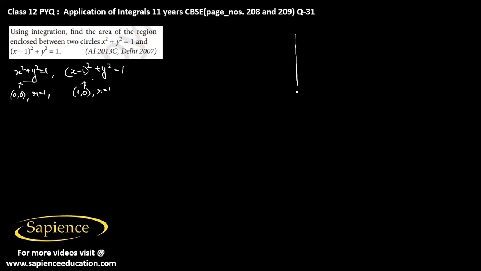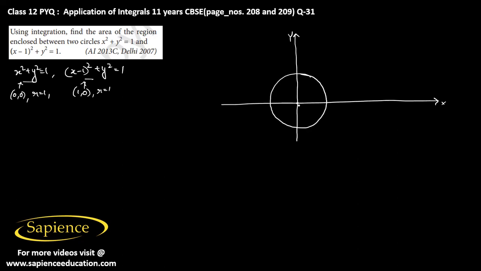So we can draw the approximate graphs. This is the y-axis and this is the x-axis. And this is the circle which is having the center at 0, 0. 0, 0 is the center. And it will intersect the x-axis at 1, 0 and at minus 1, 0. And this coordinate is 0, 1 and this coordinate is 0, minus 1.